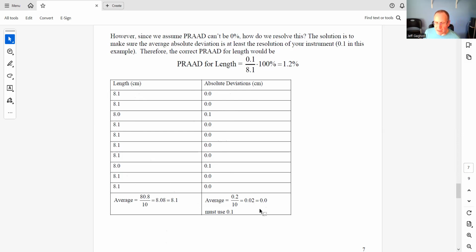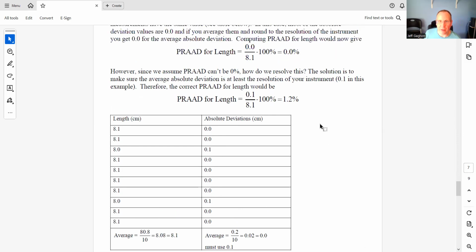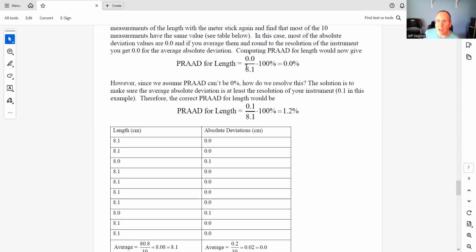And if you just plug into the PRAAD formula, that would be 0.0 divided by 8.1 times 100, which I think I did here. Yep, right here. I'm going to get 0%. And we just said for PRAAD, you cannot have 0%. We cannot get 0% because there's always some error associated with the measuring instrument itself. So how do I handle this case?